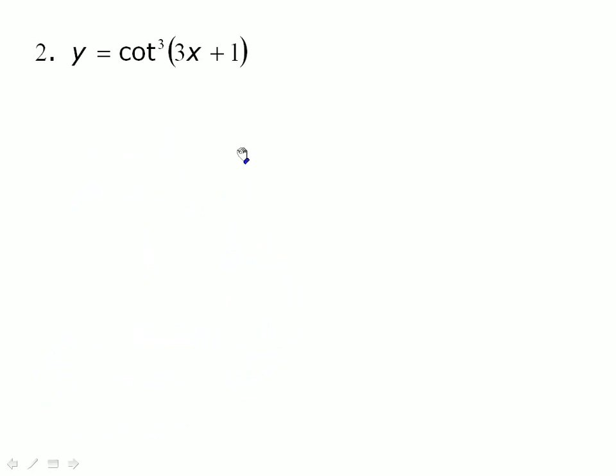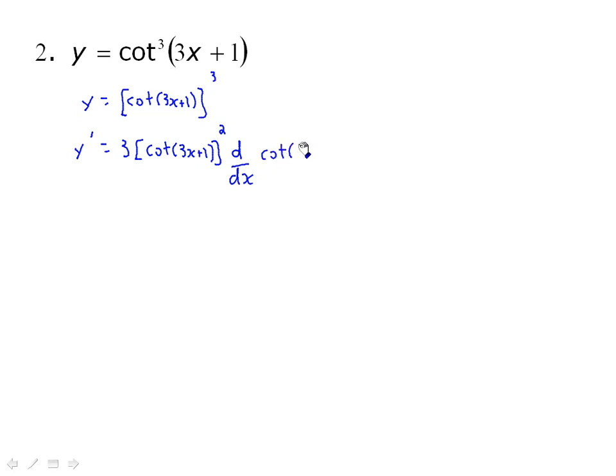Now this is cotangent cubed 3x plus 1, so that's not a big deal. Cotangent of 3x plus 1, like this, and all this is being raised to the exponent of 3. So clearly it's a chain rule situation. So y prime is equal to 3 times cotangent of 3x plus 1 to the 2 multiplied by the derivative of cotangent of 3x plus 1.